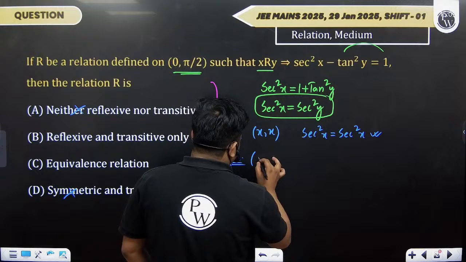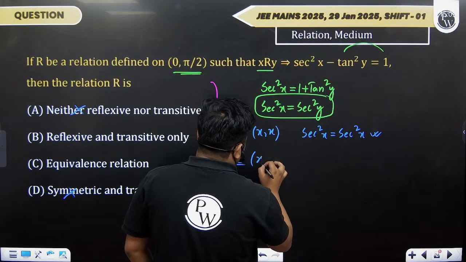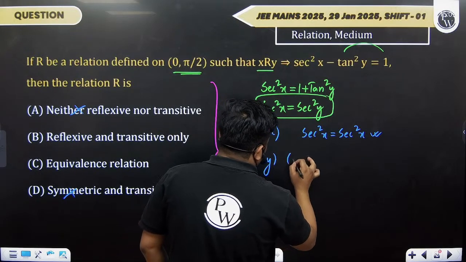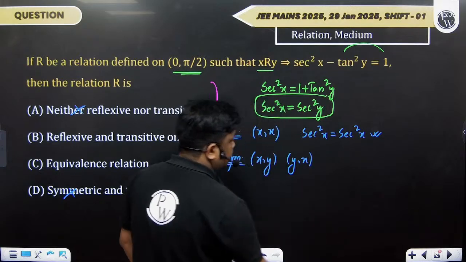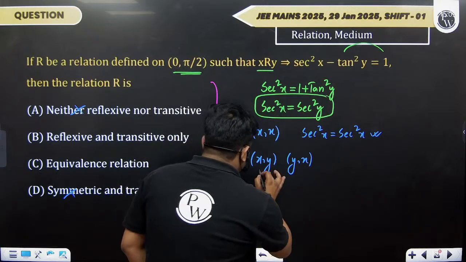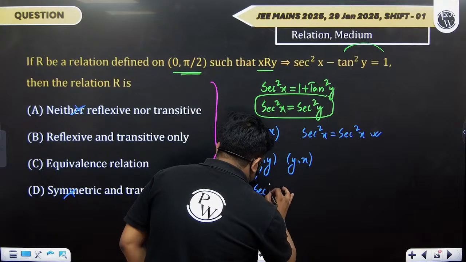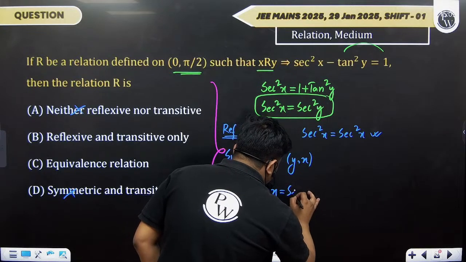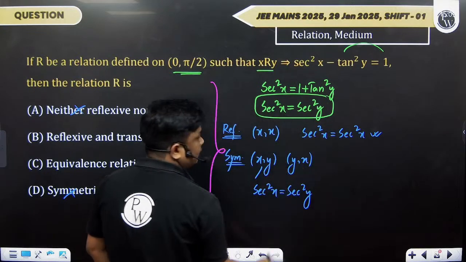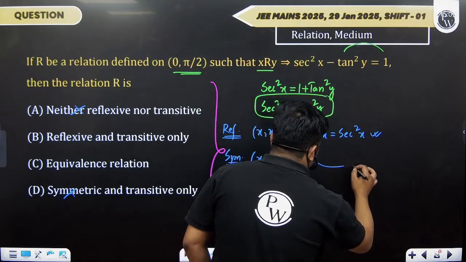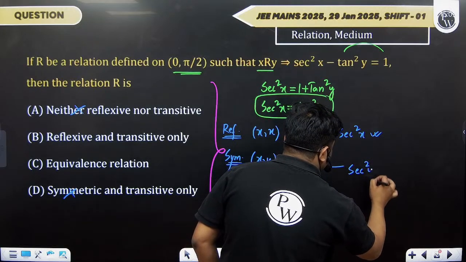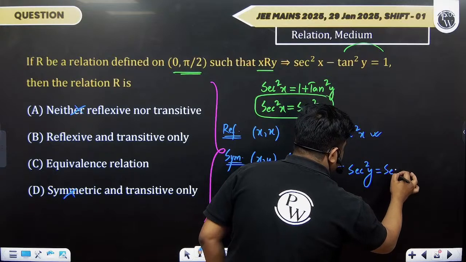For symmetric, what do we check? If x comma y is present, is y comma x present or not? Yes, it will be. This means secant square x equal to secant square y according to our relationship. This will mean in place of x replace y, in place of y replace x.